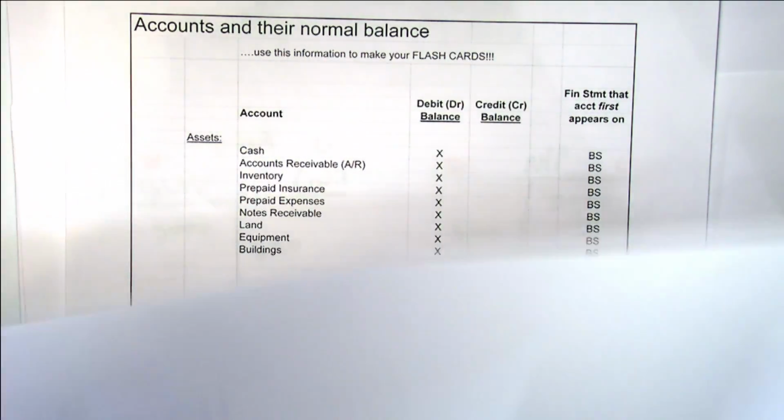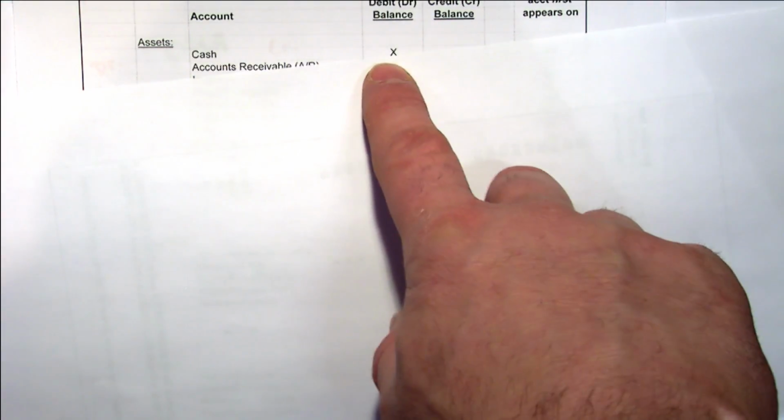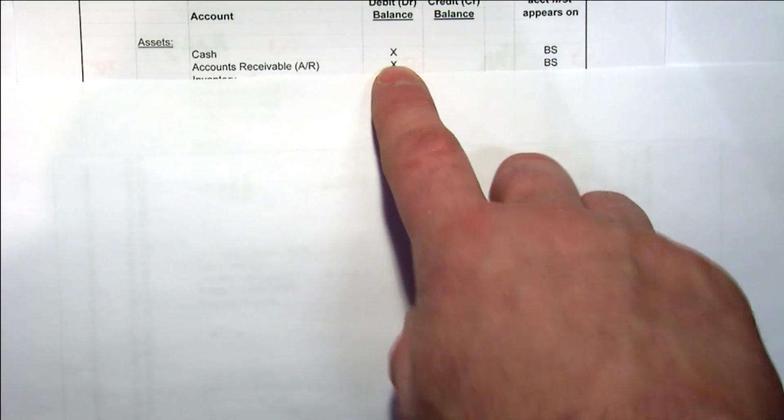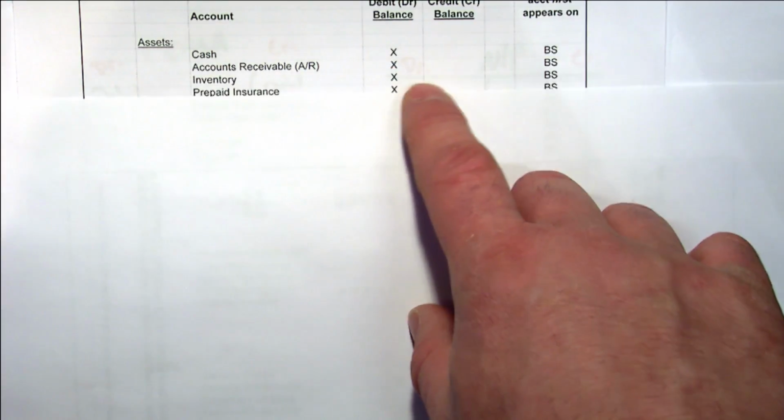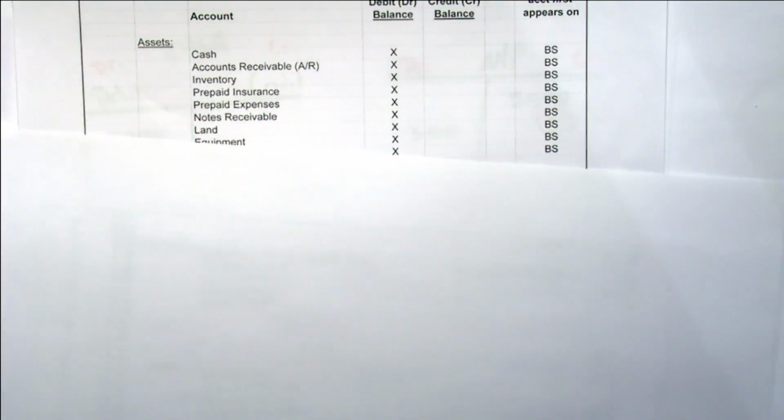Here's how you do not want to learn these. Go, okay, well, cash I know is a debit balance account. Okay. Let's look at the next one. Accounts receivable. I think that's a debit balance account too. Yep, I'm right. Inventory. Okay, that's a debit. No, they're all listed together. That's not going to do you any good.